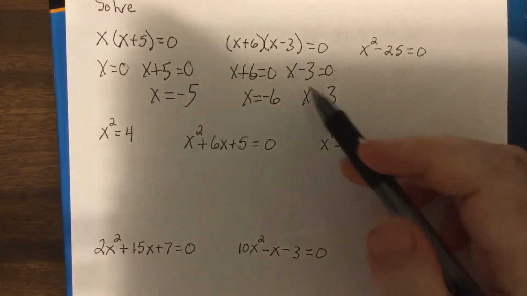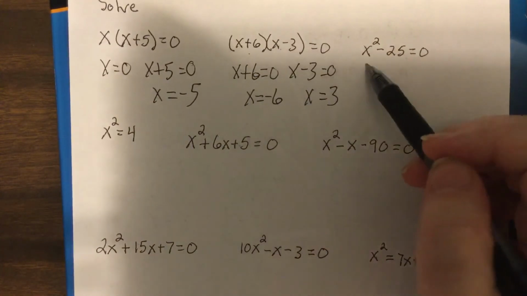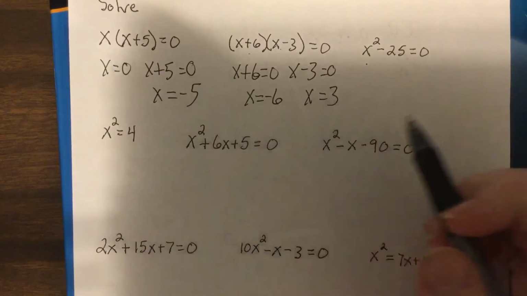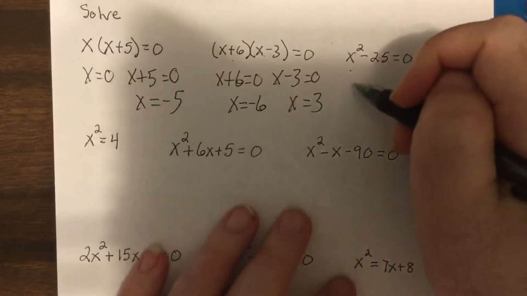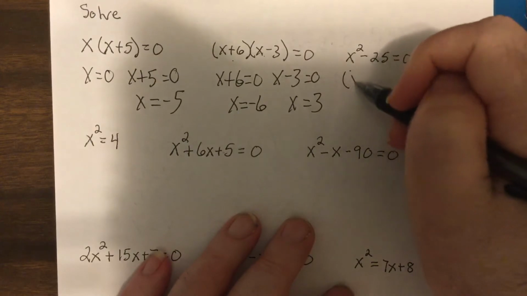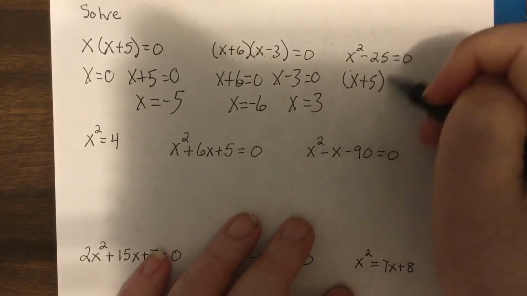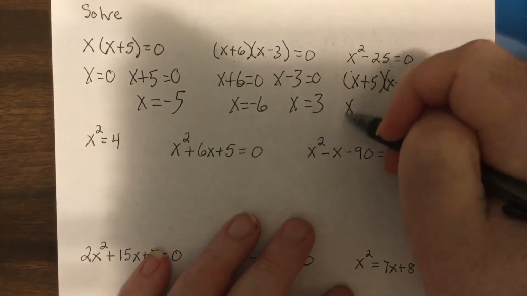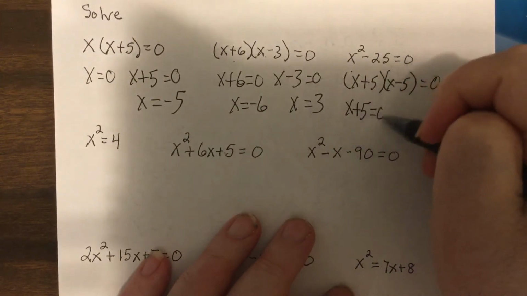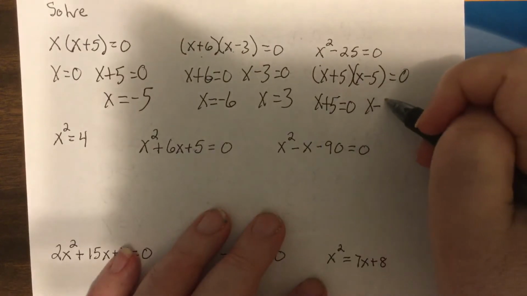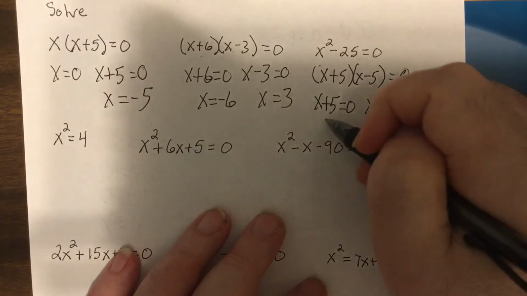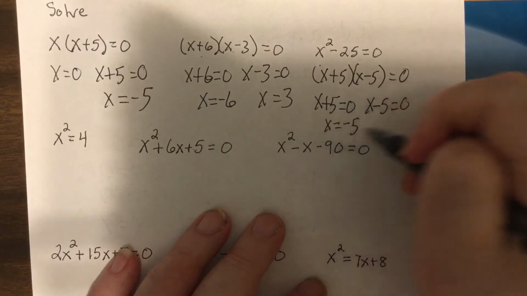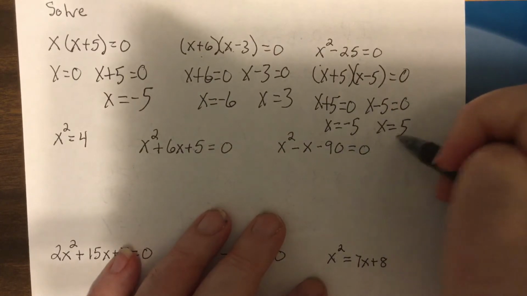Okay, now I need a product. How do I get a product when I have a polynomial? Well, you factor. So this is the difference of squares, (x plus 5)(x minus 5). So I'd say x plus 5 equals 0, or x minus 5 equals 0. So x equals -5, or x equals 5.